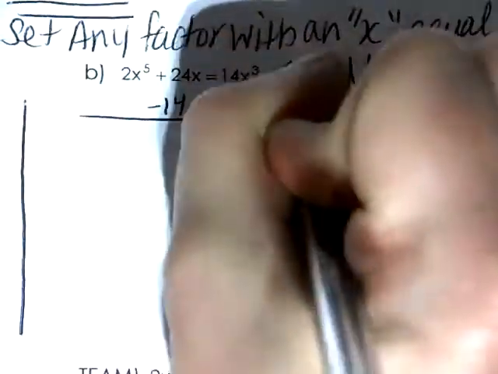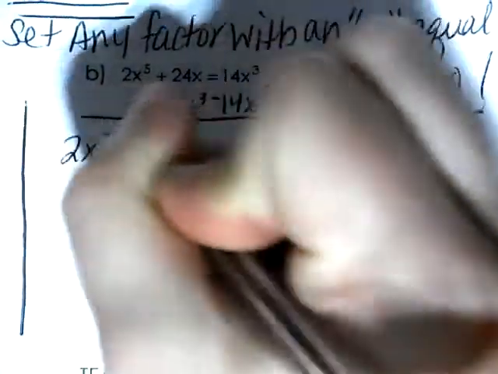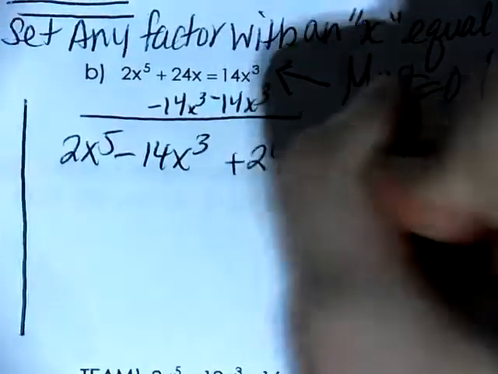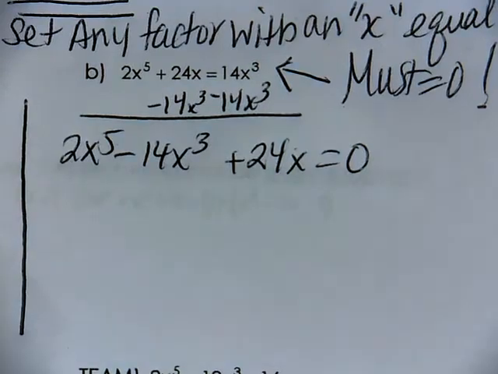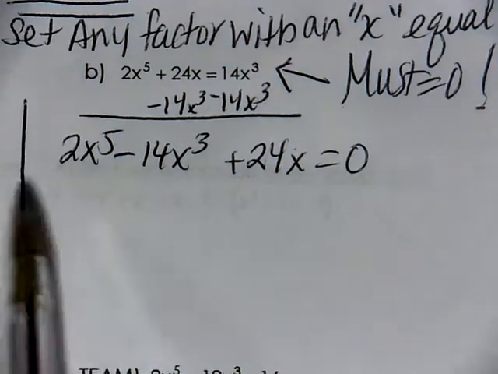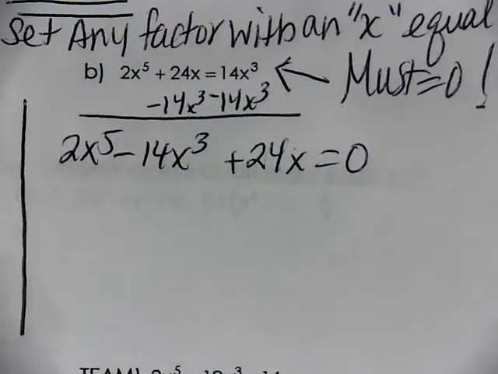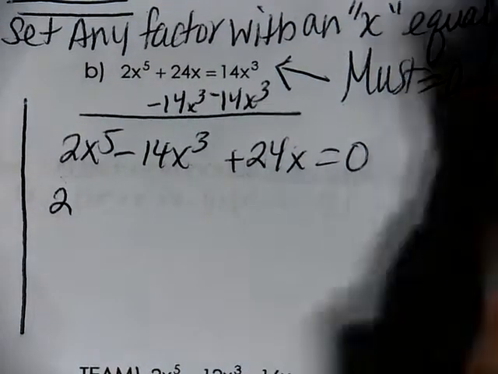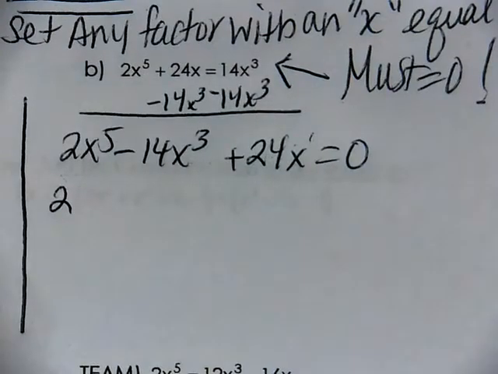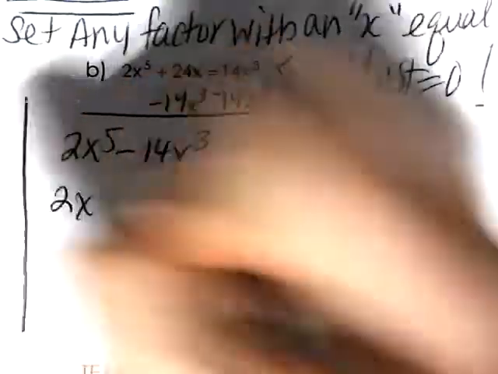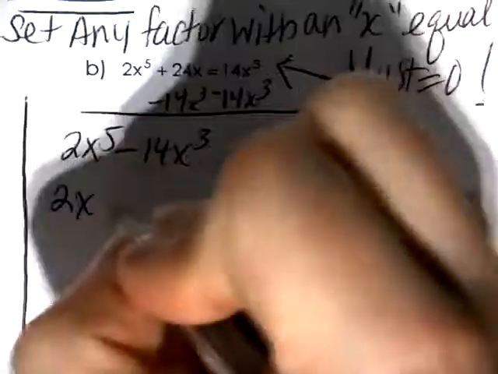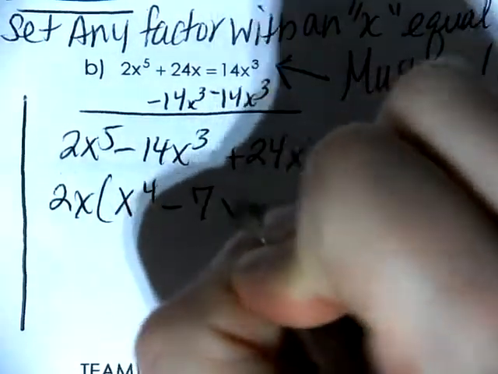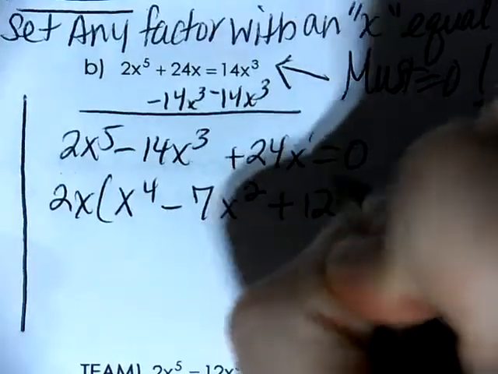So now I'm going to rewrite this as 2x to the 5th power minus 14x cubed plus 24x is equal to 0. And now I'm going to factor out a greatest common factor because 2, 14, and 24 are all divisible by 2, and they all have a variable in it, and the smallest variable, or the variable with the smallest exponent, is just the letter x, so I'm going to factor out a 2x. The leftovers is going to be x to the 4th power minus 7x squared plus 12, and this is going to equal 0.